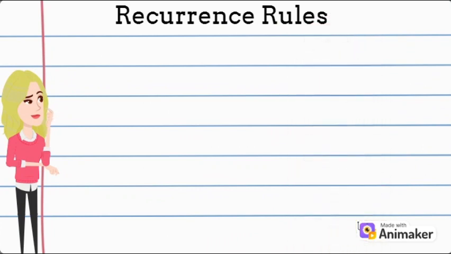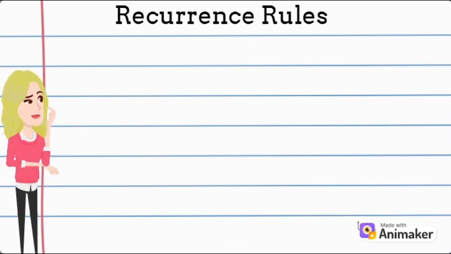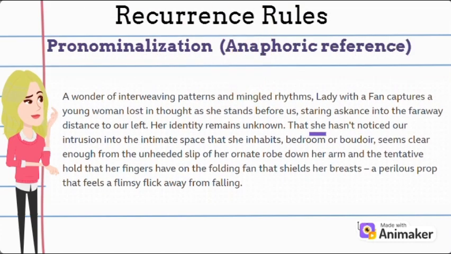Now we will check the most common recurrence rules that appeared through the text. First, repetition. Repetition is when an element reappears in the same form in different places in the text. As an example, lady with a fan. A different type of recurrence rules is pronominalization, which is the use of pronouns and determiners to refer to a given antecedent, and it is used to avoid repetition.